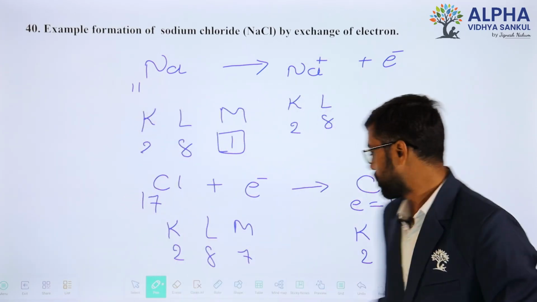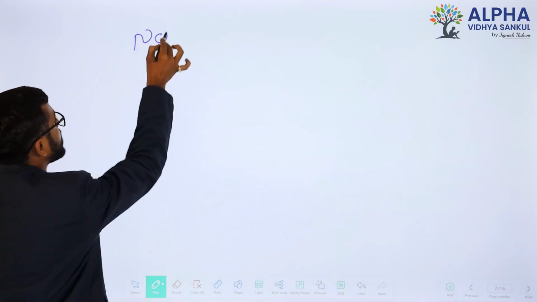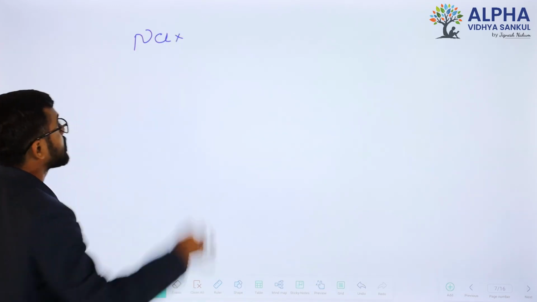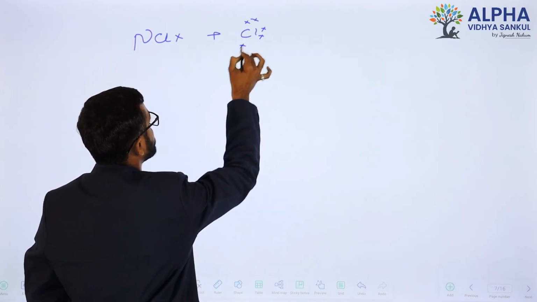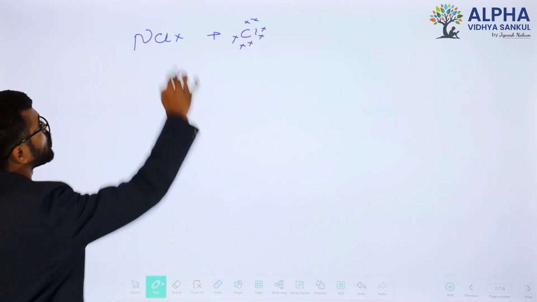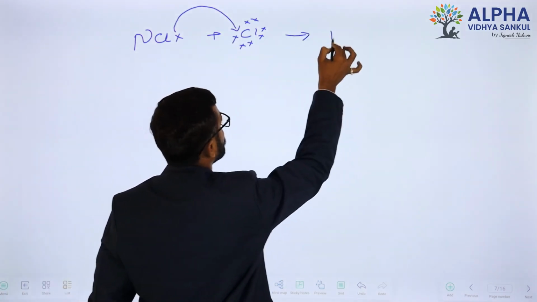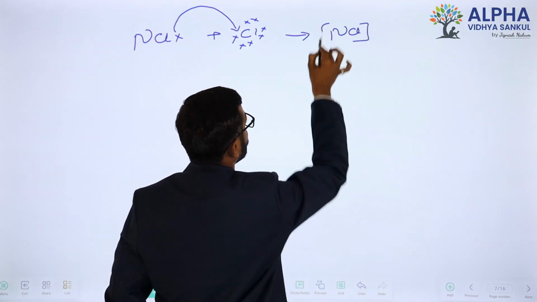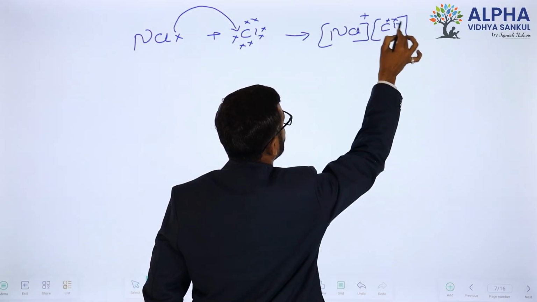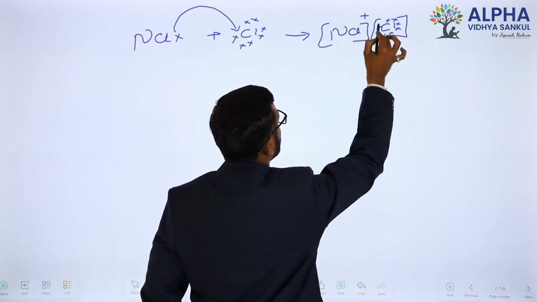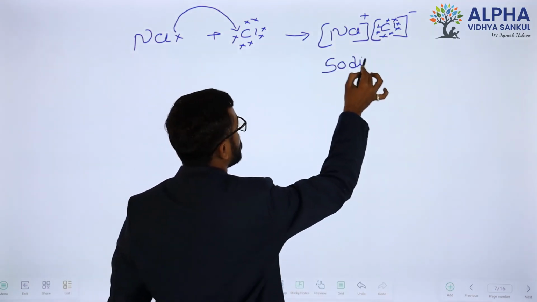Then, sodium has 1 electron present in its valence shell and chlorine has 7 electrons present in its valence shell. Here sodium donates the 1 electron to chlorine and forms Na+ and Cl with 1, 2, 3, 4, 5, 6, 7, 8 electrons and a negative charge. This is the final structure of sodium chloride.